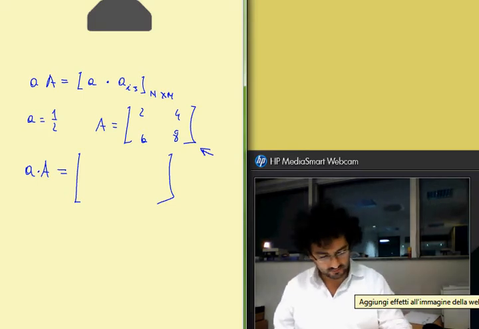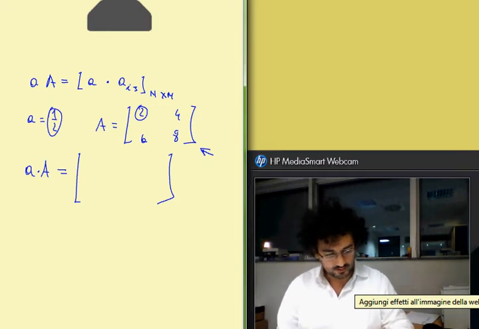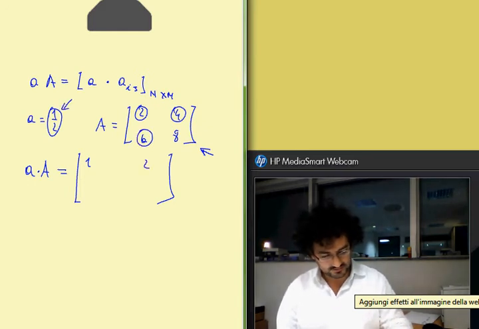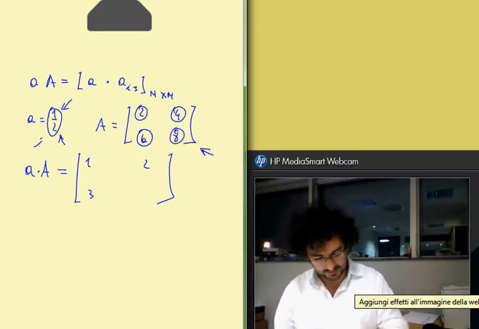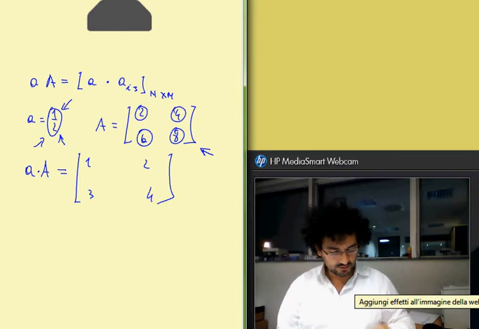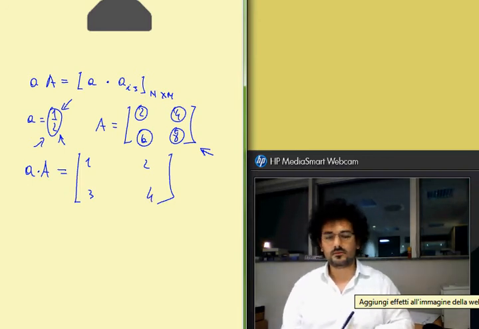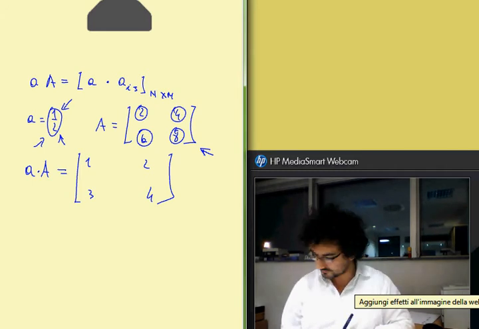The first element will be given by the product of 2 and 1/2, which is equal to 1. The second element will be equal to 4 multiplied by 1/2, which is equal to 2. Then we have 6 multiplied by 1/2, which is 3, and 8 multiplied again by 1/2, which is 4. Thus, this is the result of the product between the scalar 1/2 and the matrix A.